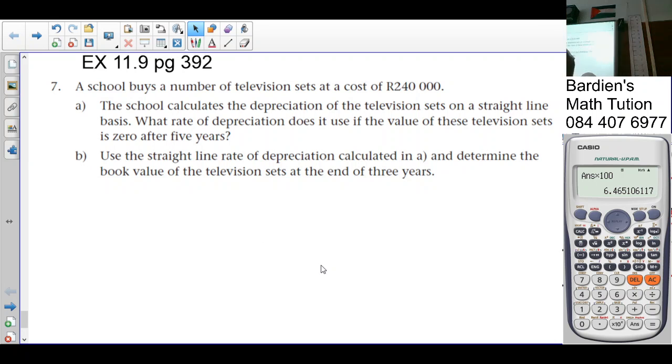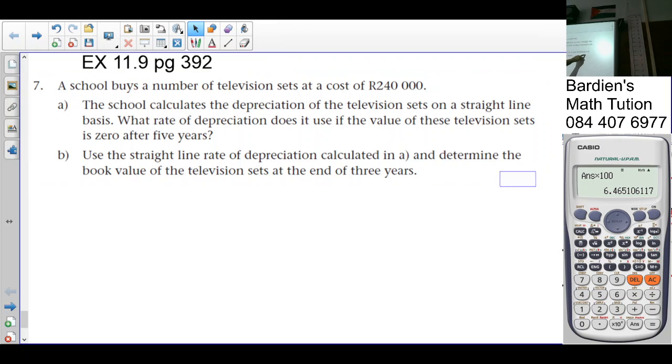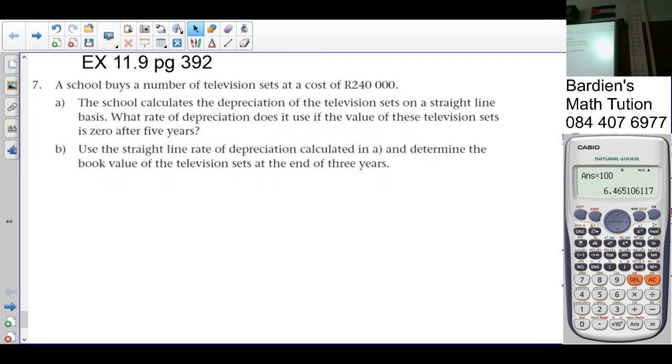So, a school buys a number of television sets at the cost of 240,000 rand. The school calculates that the depreciation on television sets on a straight line basis. What rate of depreciation does it use if the value of these television sets is 0 after 5 years? So what formula do I use then?